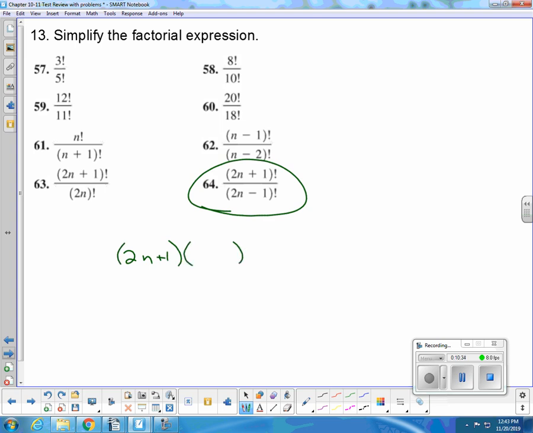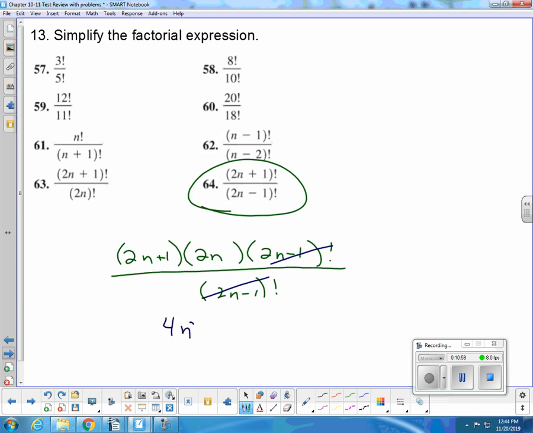It would be 2n. And then I subtract 1 from that, and you'd get 2n minus 1. And as soon as it hits the denominator, you stop, because our goal here is to be able to cancel. Then you just distribute or whatever you got to do. So 4n squared plus 2n is what it simplifies to.